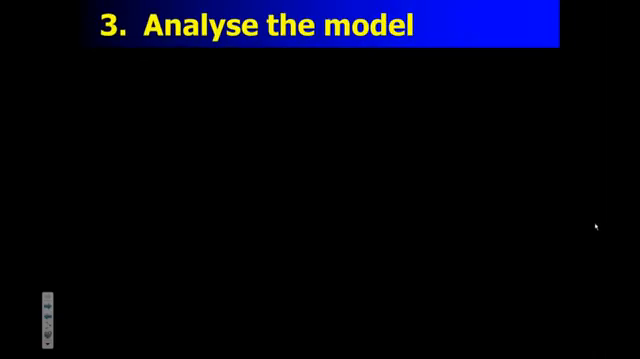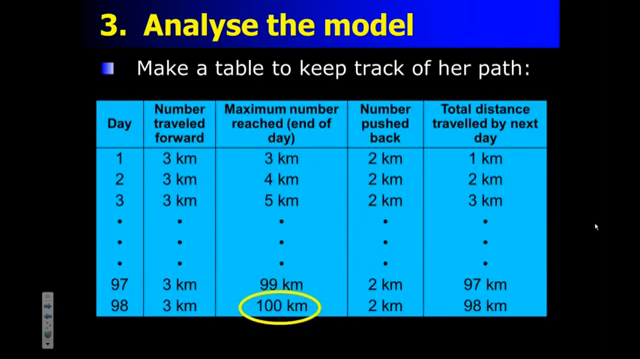Maybe I'll take that and transfer it to something like a chart, or a table. So on day 1, she goes 3 kilometers forward. She reaches the 3 kilometer point. She goes to sleep, gets pushed back 2 kilometers. She wakes up at the 1 kilometer point, etc. If I go through this and figure it out, it looks like day 98 was the day she reached the 100 kilometer point. Now, she went to bed that night and got pushed back to the 98 kilometer point. But the way I defined the question was, on what day would she reach the 100 kilometer point? So I have an answer to the problem.